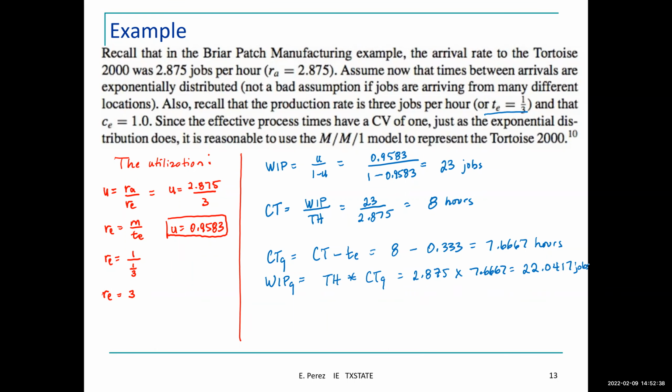We see that the WIP and the cycle time are much smaller than those for the Air X19 under certain demand conditions. However, to model the non-exponential Air X19, we need a more general model than the MM1. So 22.0417 jobs in the queue, typically in a cycle time of about 8 hours. So we're talking about a long process here for these jobs.